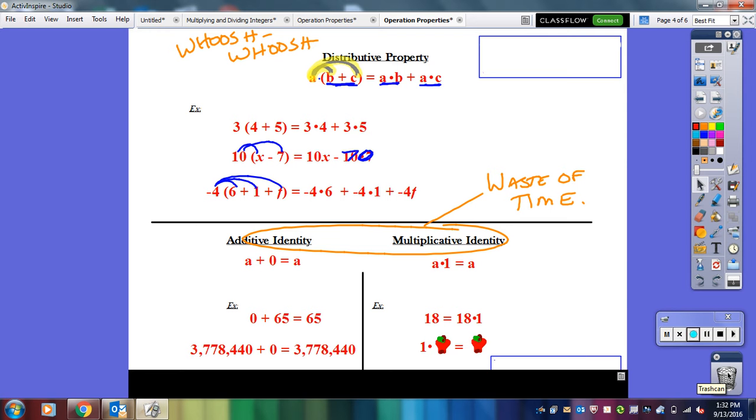It's true, it's not fake. It's true. You multiply by 1, stay the same. That is the multiplicative and additive, and then again, it's kind of a waste of my time. Thanks for wasting my time.